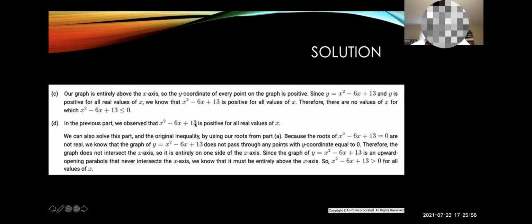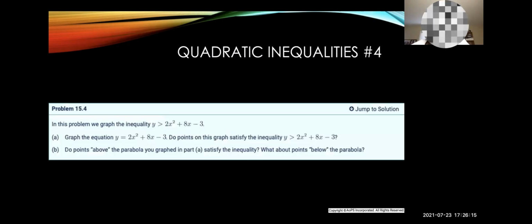And then in the previous part, by using these roots, which are not real, you know the graph doesn't pass through the x-axis, which means the y-coordinate will never equal 0. So you know it's entirely on one side of the axis, and since it's an upward opening parabola as well. So that's all there was to this problem.